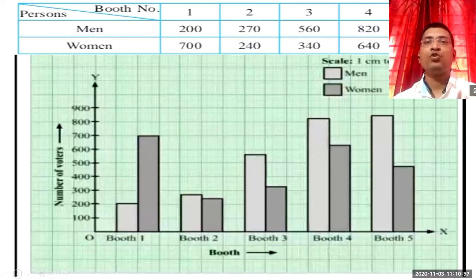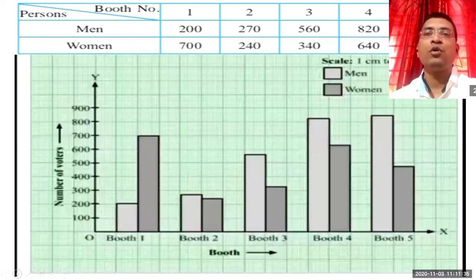So booth number 1, you will notice how many people came to vote. Men 200. Women, the black bar graph is first and highest, that is 700 women came in booth number 1. Now look at booth number 2. In booth number 2, fewer people came. Men came less and women also came less. So you will notice the bars are very small compared to other booths.